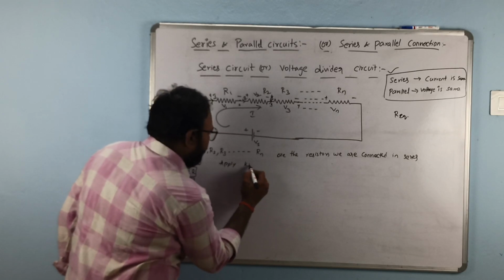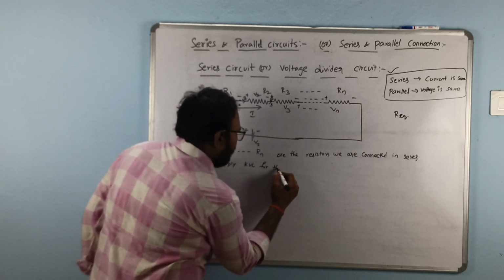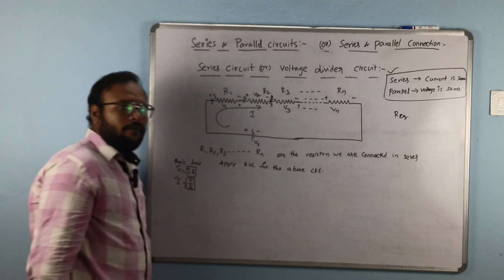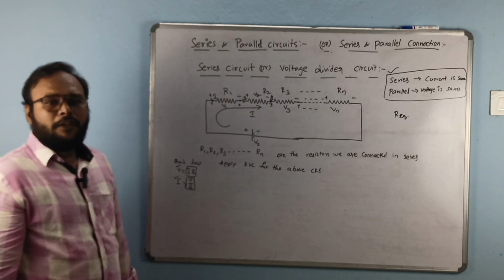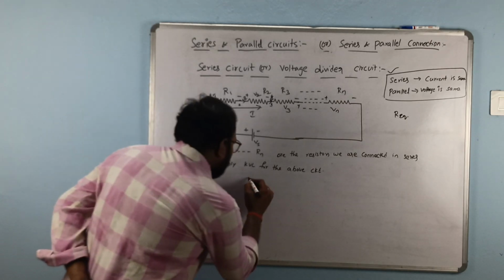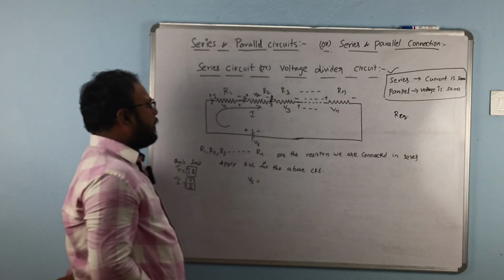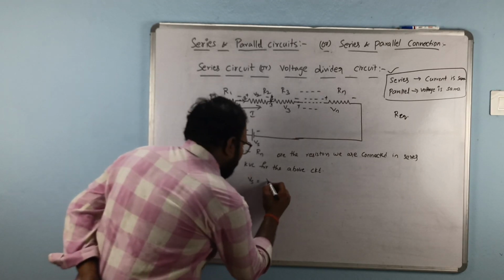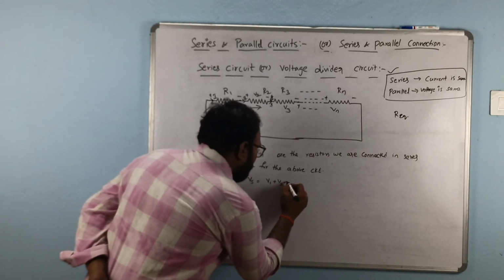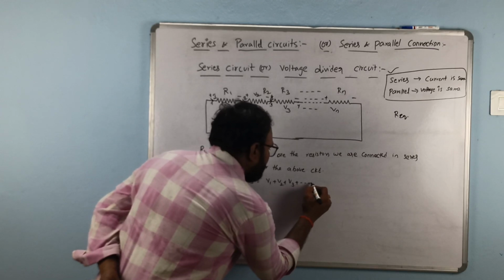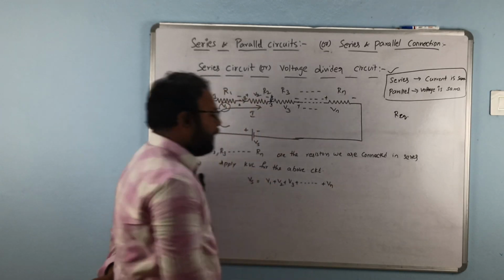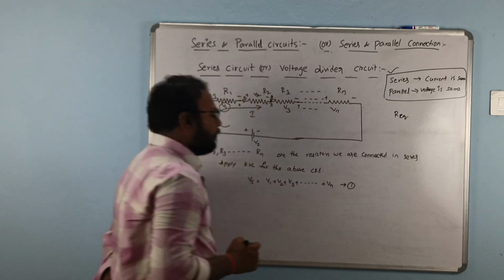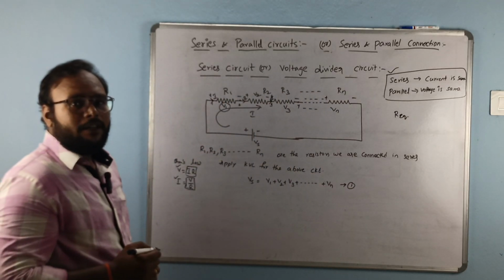Apply KVL for the above circuit. Then what should you have? Vs equal to, what is the voltage drop across resistor R1? V1 plus V2 plus V3 plus and so on plus Vn. Let it be equation 1.